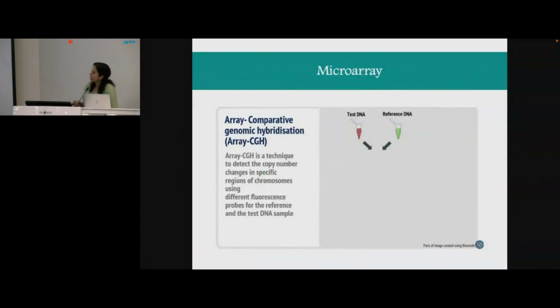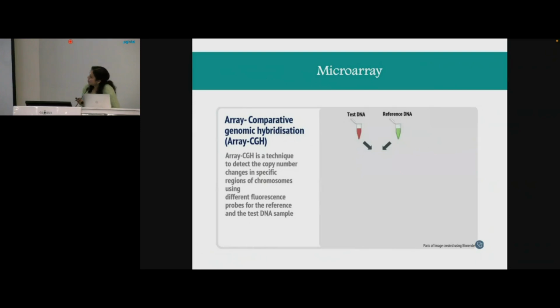This is our advanced technique, which is microarray. It is generally known as SNP microarray or array CGH. Array CGH means array comparative genomic hybridization. It is a technique to detect copy number variations. So what are copy number variations? Deletions and duplications which are more than 1 kb in size are known as copy number variation. So microarray can be used to detect such types of copy number variations.